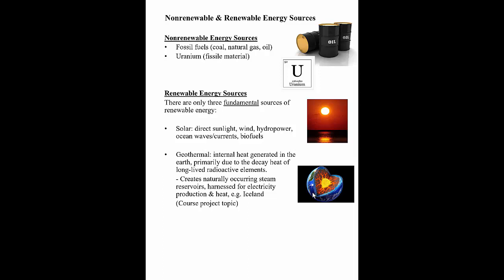This is heat inside the Earth, and it's created primarily by the decay of long-lived radioactive elements like uranium and thorium. We'll talk about radioactive decay and how it produces heat when we talk about the nuclear fission part of the course. And of course, that heat is used to heat groundwater, which is put through a turbine to make electricity, or you can pipe it directly to houses to heat homes, which is what Iceland does. They get a huge amount of their electricity and building heating from geothermal power. That's also a course project topic, by the way.